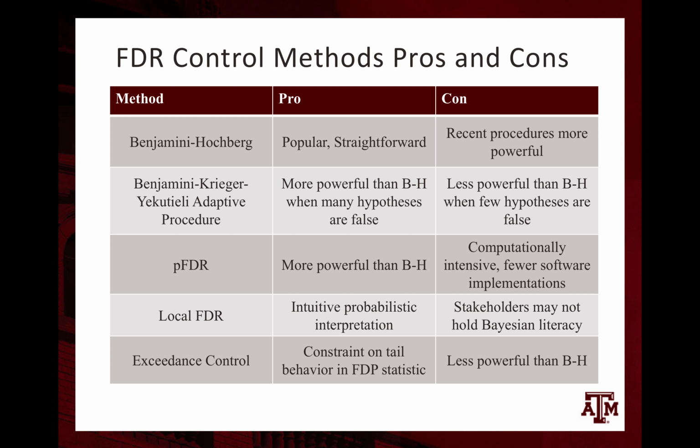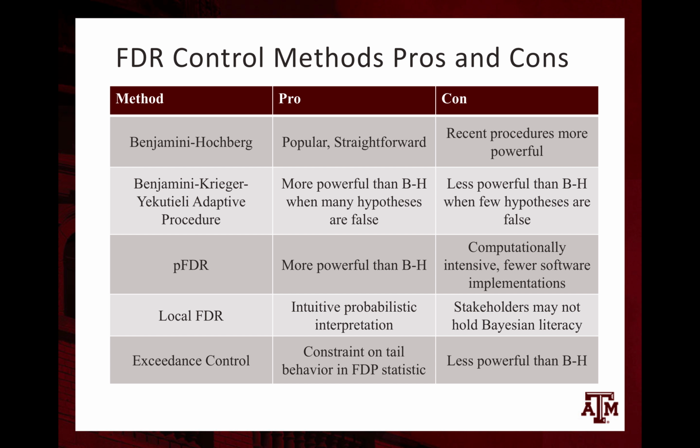The only example of this that I was able to find with an admittedly cursory search was R, which is certainly good for all your statistical needs. But if you want to use something such as Python, that might not be there. The local false discovery rate, one pro of this, is an intuitive probabilistic interpretation that statistically minded individuals might find favorable. One downside is that stakeholders, whoever you're working with, may not hold Bayesian literacy and may not be accustomed to thinking of things with a probabilistic viewpoint. That can be a barrier to implementation, which you want to avoid.